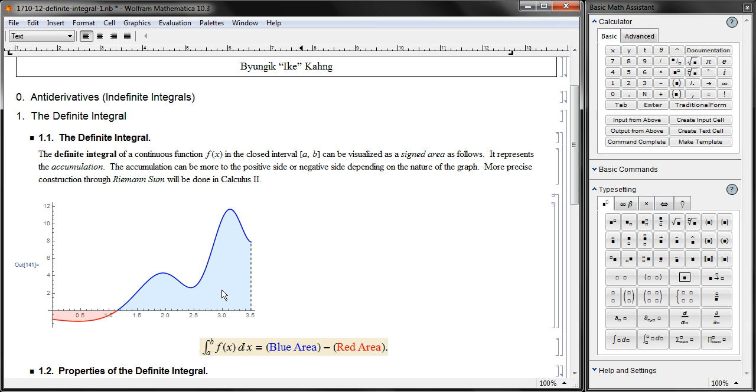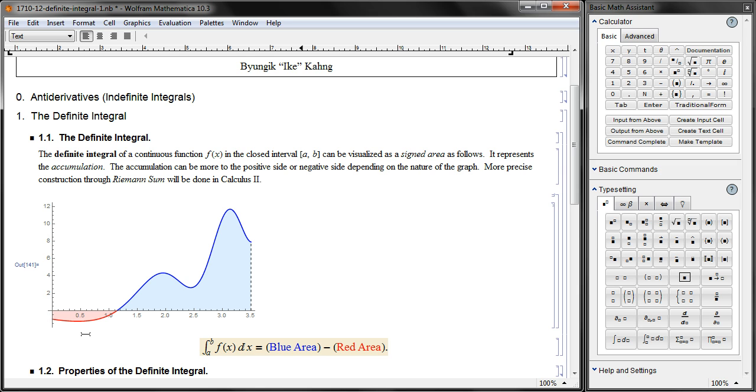Now here's a question. What is your accumulated profit from day 0 to the current situation 3.5 years later? Entire accumulation, all the loss and then profit put together. That is the signed area, and that is the definite integral. In this particular case, the blue region is bigger, so your business had been doing well. Accumulated profit is positive. It could go the other way around when the red region is bigger.